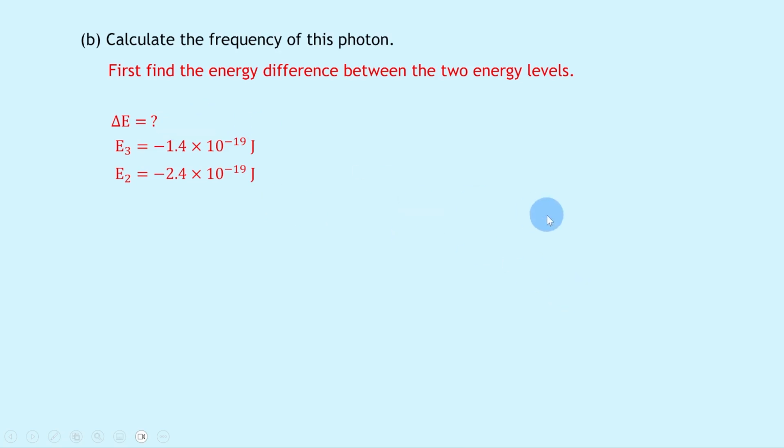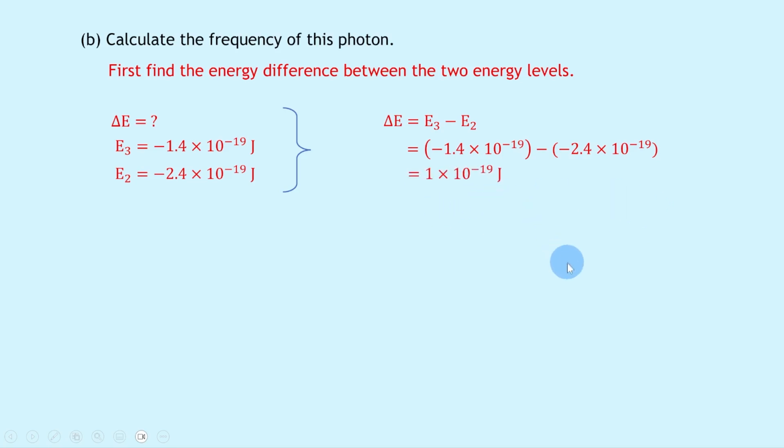So writing down our expression for the energy difference, delta E, that's equal to E3 minus E2. Substituting in the numbers gives minus 1.4 times 10 to the minus 19 minus 2.4 times 10 to the minus 19. And remember, this double negative will give out a positive answer for our change in energy. And if you put that into your calculator, you should get an answer of 1 times 10 to the minus 19 joules. Now what we need to do is calculate the frequency.